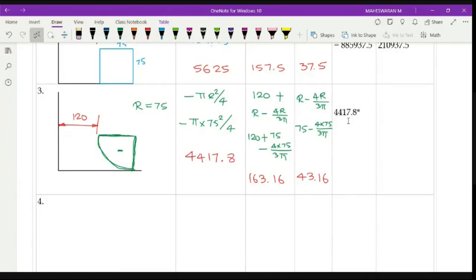4417.8 into 163.16. What is the value? Similarly, 4417.8 into 43.16.